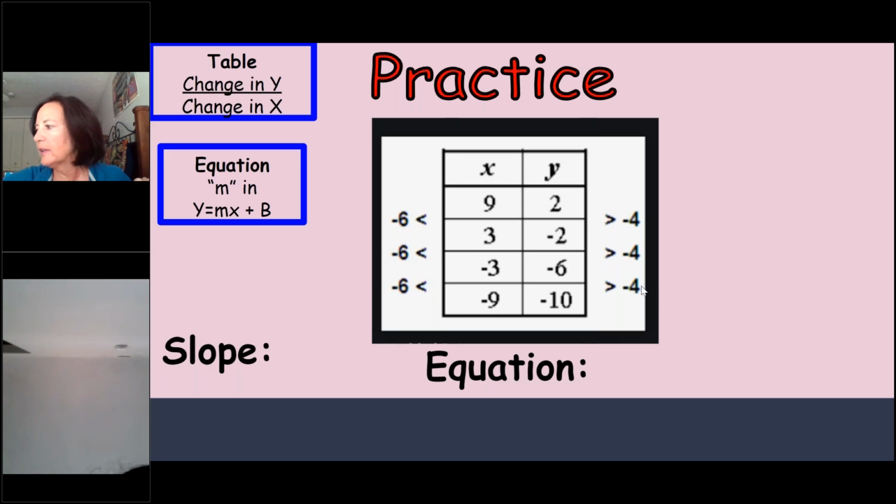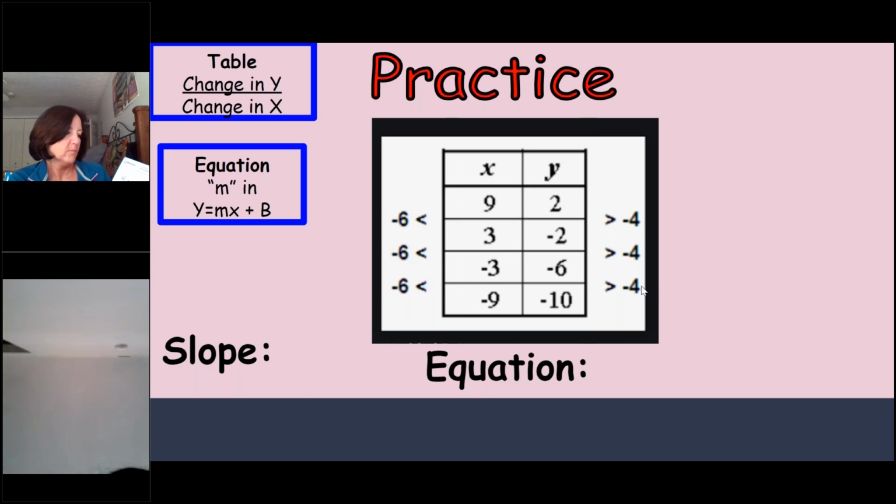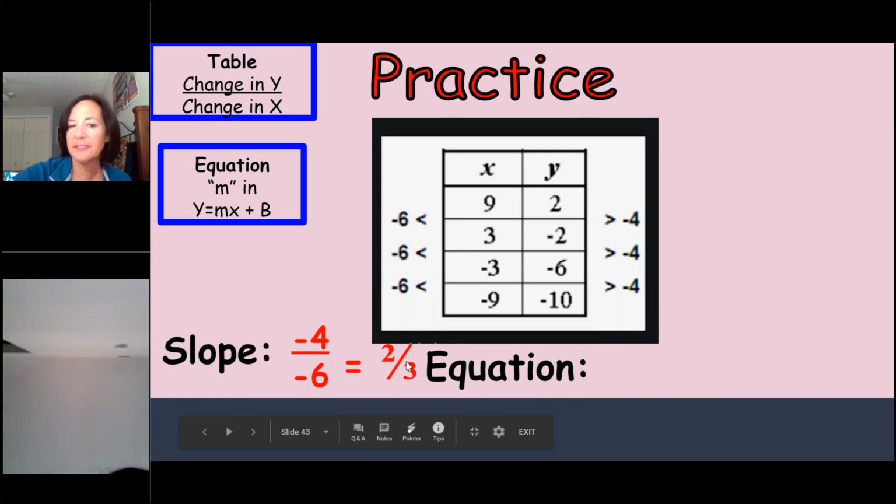Wait a second. Let me grab a marker. Okay. So we have 4/6, and I can divide both of those by 2. Oh, 2/3. That's it. Nice. Yep. So our slope is going to be -4/6, which is the same thing as 2/3.